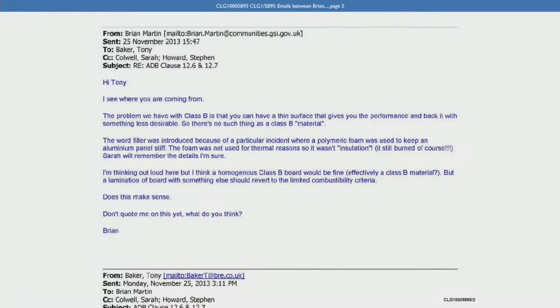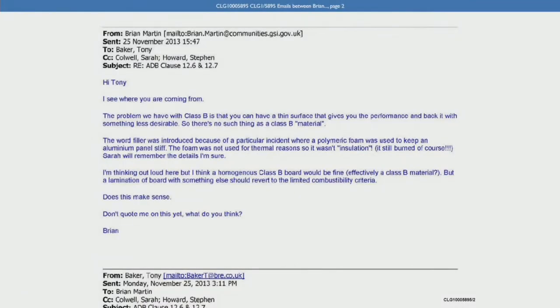Right. Let's go up to the next email in the chain on page 2. And you can see Brian Martin's response on the 25th of November, same day, at 15:47. So about half an hour later. You can see what he says there.